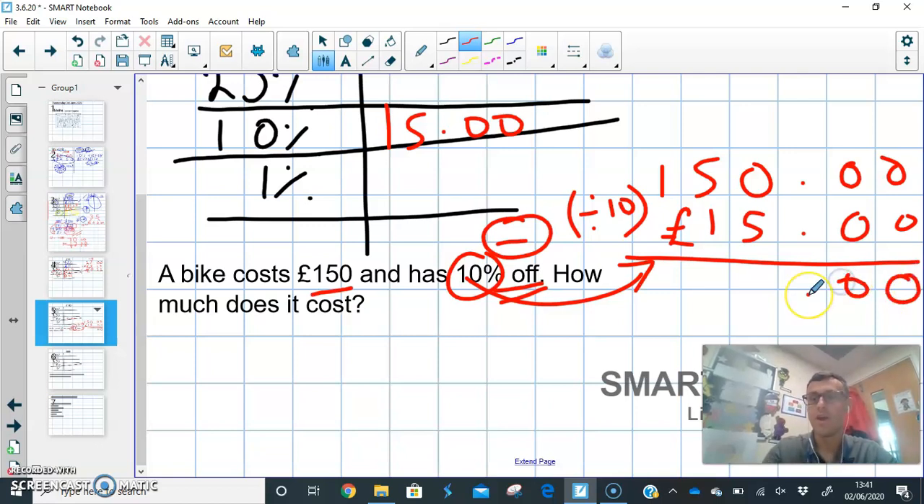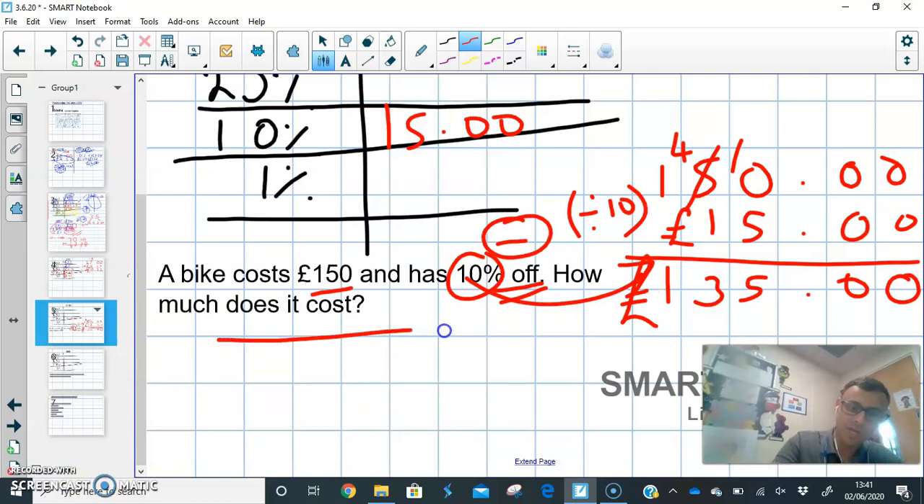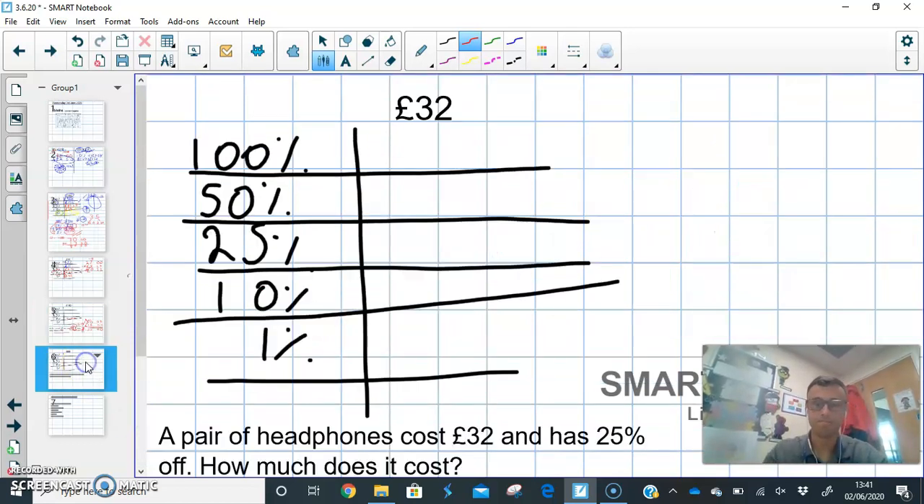So 0, 0. 0 take 5 I can't do, so exchange. 10 take 5 is 5. 4 take 1 is 3. So I end up getting £135. So my bike would cost me £135.